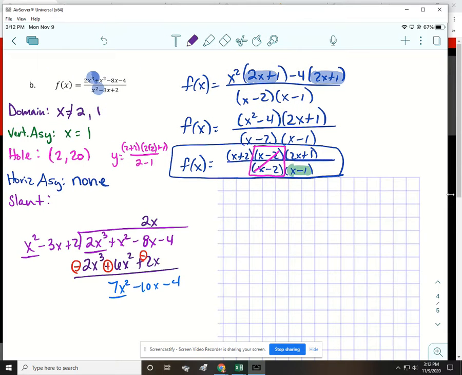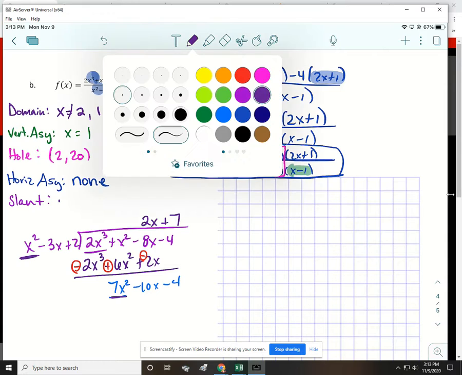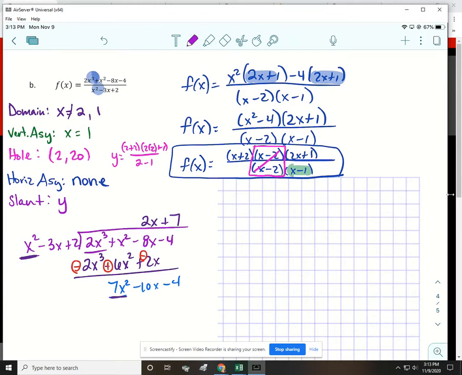So you ask yourself, what do you multiply x squared by to get 7x squared? And that's going to be 7. And then we can stop because any further we would go would just be to get the remainder. We don't care about the remainder on the slant asymptote. So your slant asymptote is the line y equals 2x plus 7.